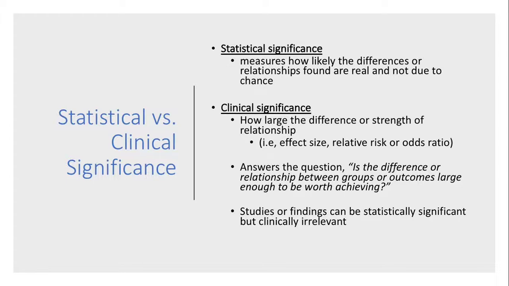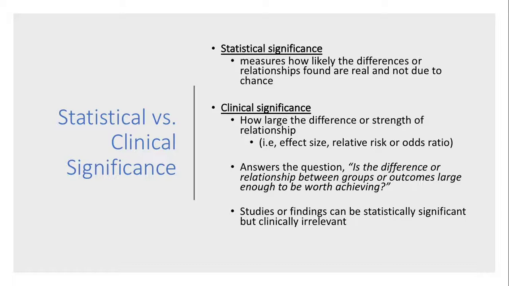Now, statistical significance refers to how likely the differences or relationships found are real and not due to chance. Clinical significance is how large the difference or strength of the relationship is. We can find things that are statistically significant but clinically irrelevant. A lot of times when we're looking at clinical relevance, we're also looking at measures of effect size, relative risk, or odds ratio, which we'll talk about in later lectures. It really helps answer the question: is the difference or relationship between the groups or outcomes large enough to be worth achieving?